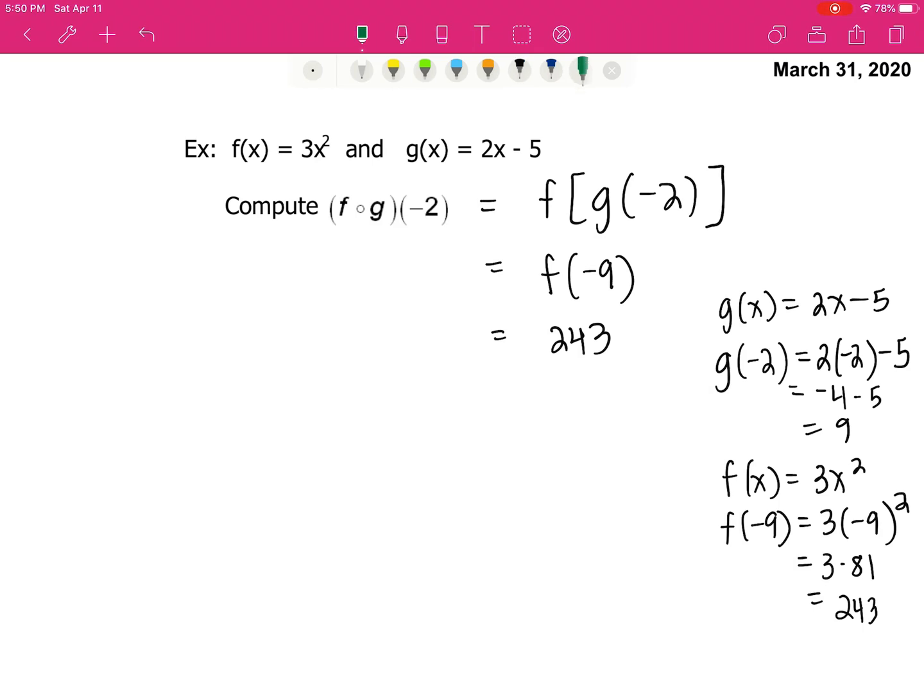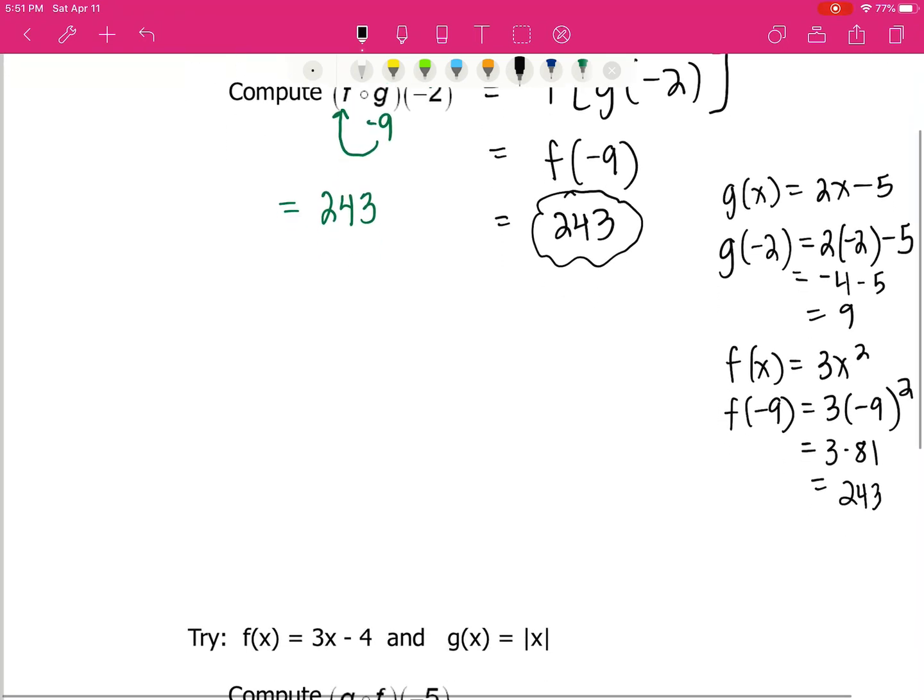Another way that you can do this is you can say I'm going to put negative 2 into g, and then I'm going to get a negative 9 out, and then I'm going to take that negative 9 and put it into f, and then we get 243. So our answer is 243. No matter which way you like to do it, whether you like the notation with the open circle on the left or you like the bracket notation on the right, either one will get you the same answer as the other, which is 243.